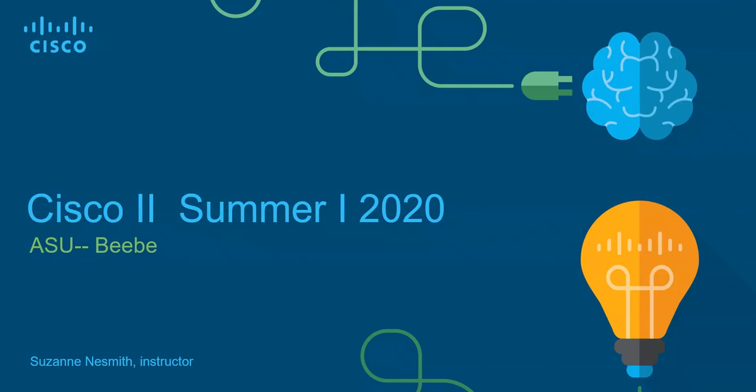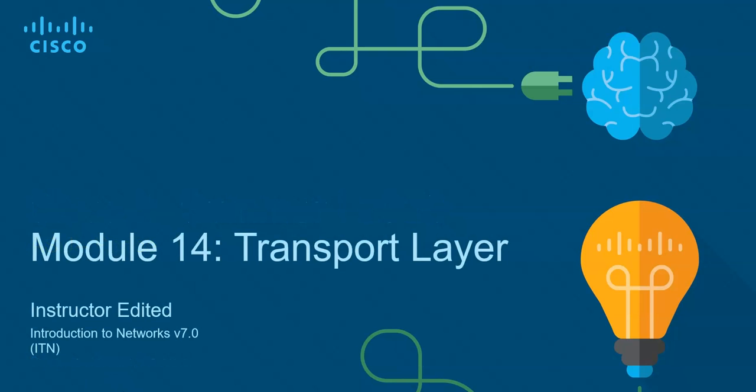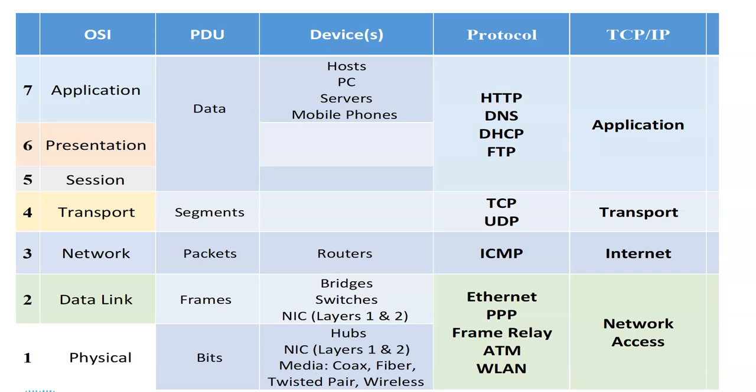We begin Cisco 2 Summer 1 2020 with Module 14. In Cisco 1, you were introduced to the OSI and TCP/IP models of network communication. You started with the physical layer where information flows in bits across the media. You learned about cables and cable construction.